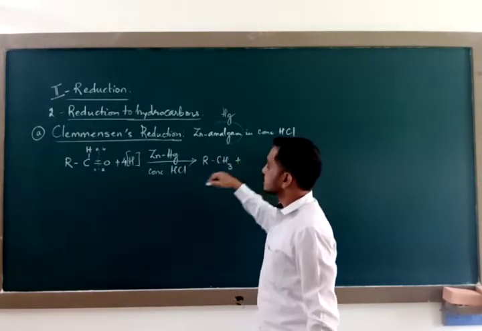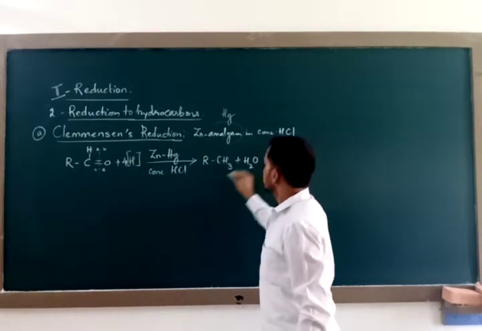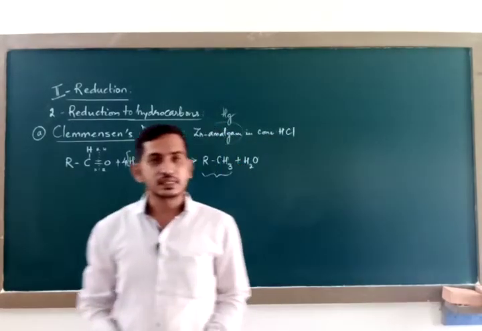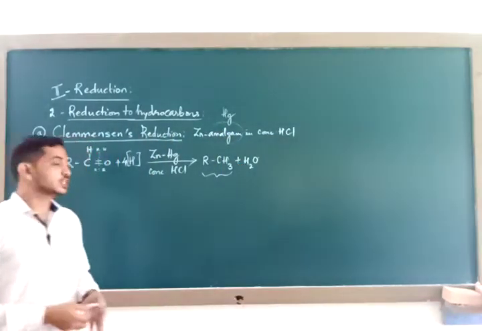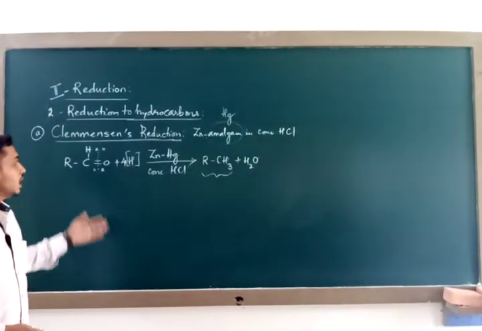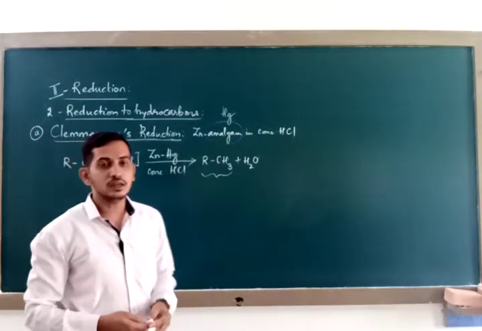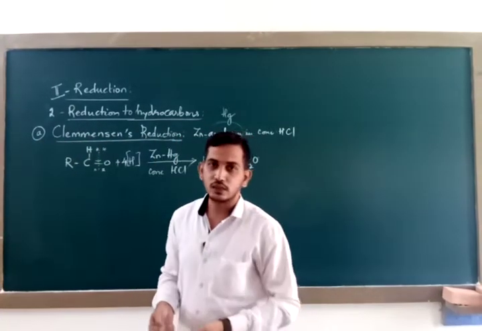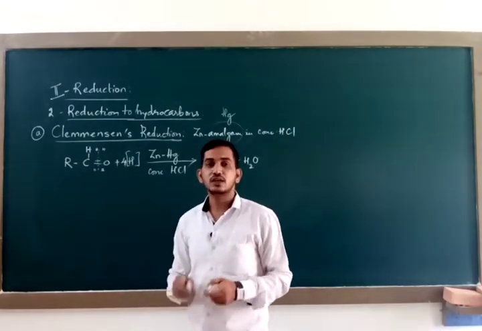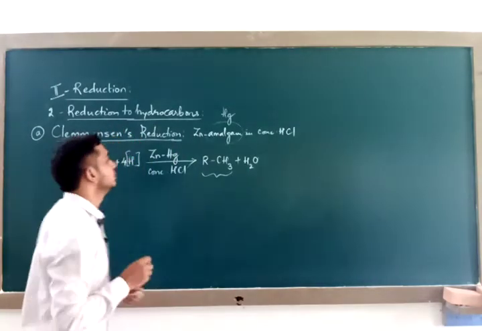RCH3 plus the other byproduct is H2O. So you now got a hydrocarbon as a product. What is Clemmensen reduction then? Clemmensen reduction means aldehydes or ketones are reduced in the presence of zinc amalgam and concentrated HCl, concentrated hydrochloric acid, to give corresponding hydrocarbons. This reaction is called Clemmensen reduction and it is an important question.